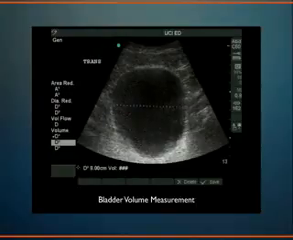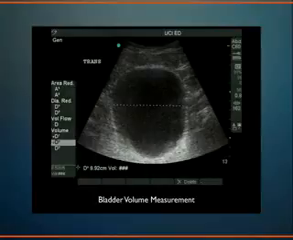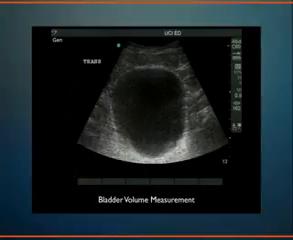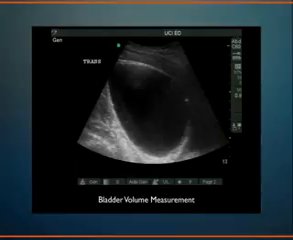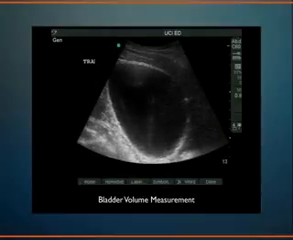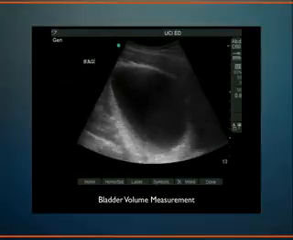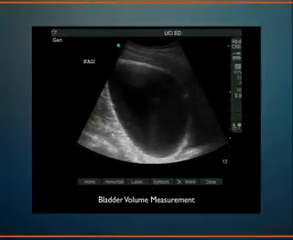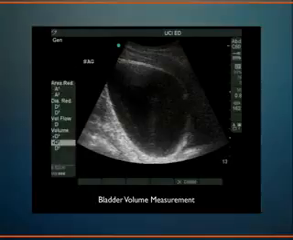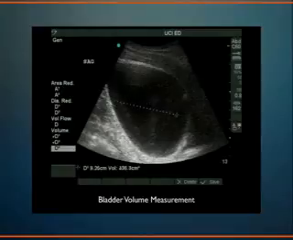So it was the height, and then we got the width, and then we change the plane from transverse. We unfreeze the machine, and we move the probe into a sagittal plane, where now we have the length of the bladder here. So those are the three dimensions: height, width, and length. And you can enter these into some machines, or you can just multiply these values to each other, and you should estimate the bladder volume that way. Questions about that? This one had like 437 cc's in it.